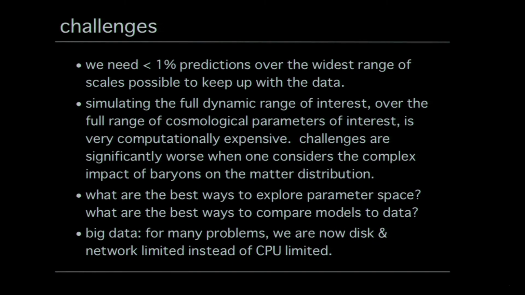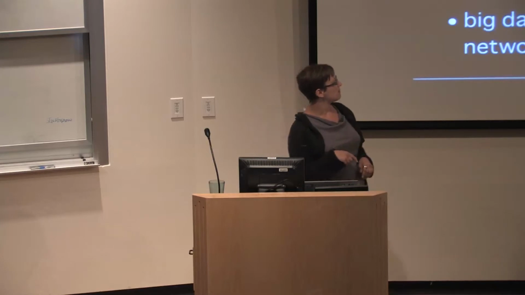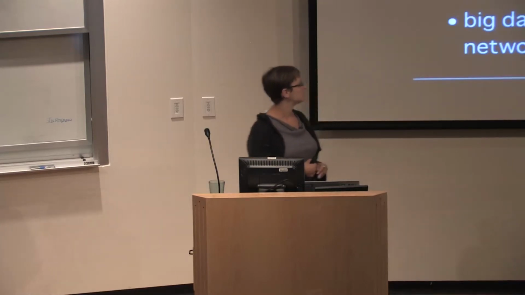It's true probably by a few orders of magnitude more if you really want to understand the baryonic physics and its impact. And that probably is not essential on large scales, but there's significantly more information as we go to smaller scales, which we can make use of if we're actually able to make accurate predictions of the distribution of baryons. So I think there are big outstanding questions in what are the best ways to explore parameter space and what are the best ways to compare models to data.